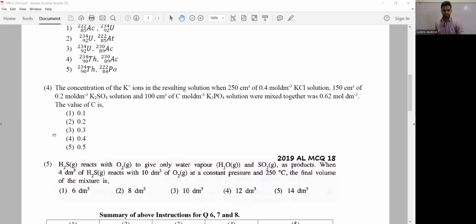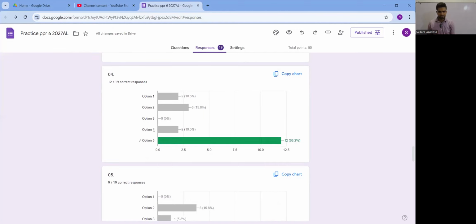Right? We'll see. So question number 4. Let's see your answers real quickly. Okay, very good. The majority of you got the correct answer, and I can see some other answers as well, but can't find a reason for that. Anyway, we'll see. Good, good.